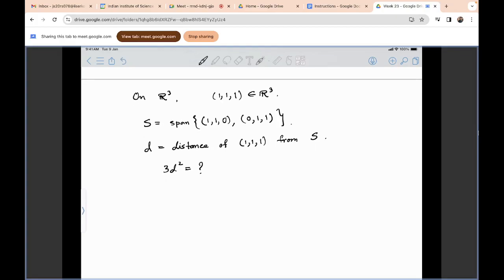So R3 is an inner product space, so a Hilbert space. In a Hilbert space, to find the distance of a point from a subspace, we need the projection of that point onto that subspace. The distance between that point and its projection onto the subspace will give the minimum distance. So you have to find the projection of that point onto the subspace.